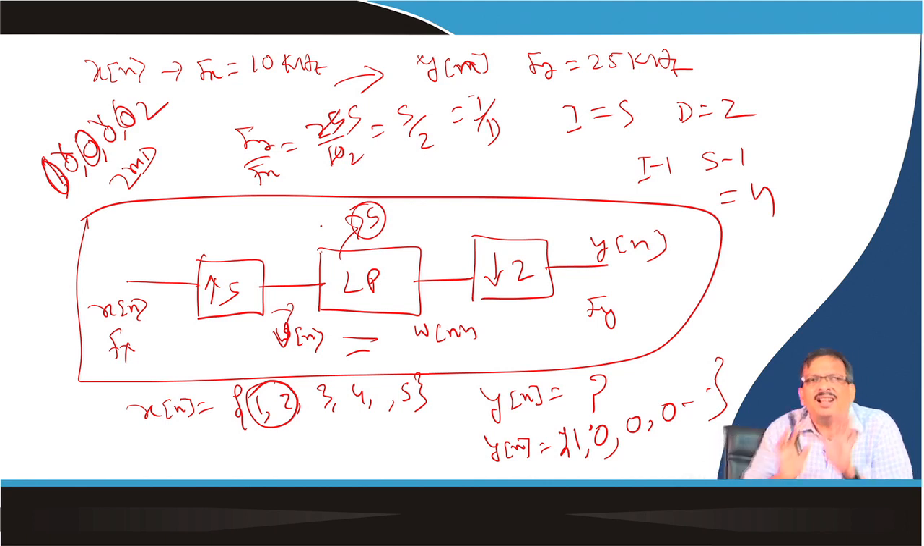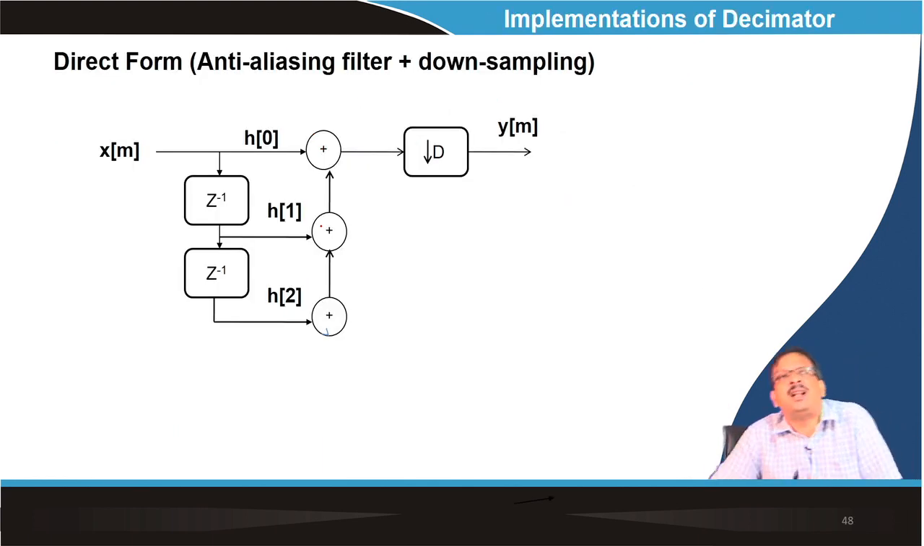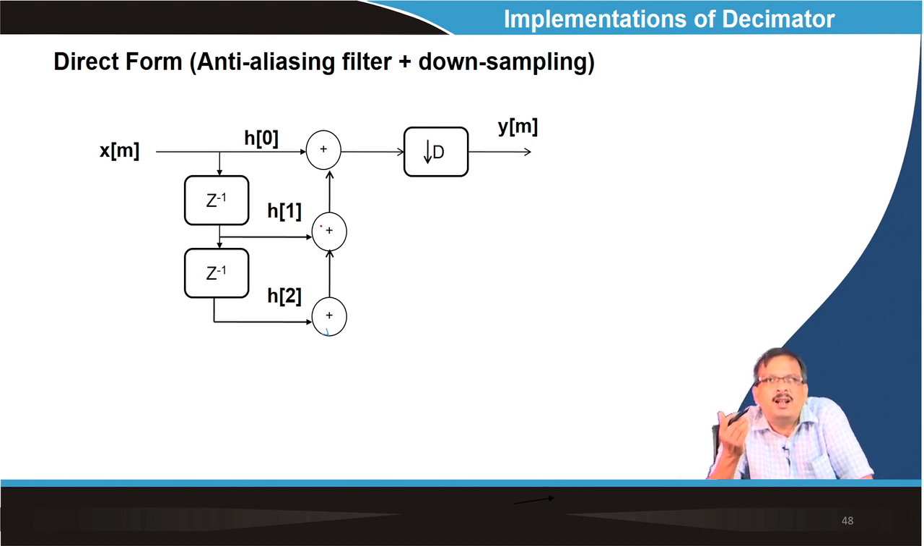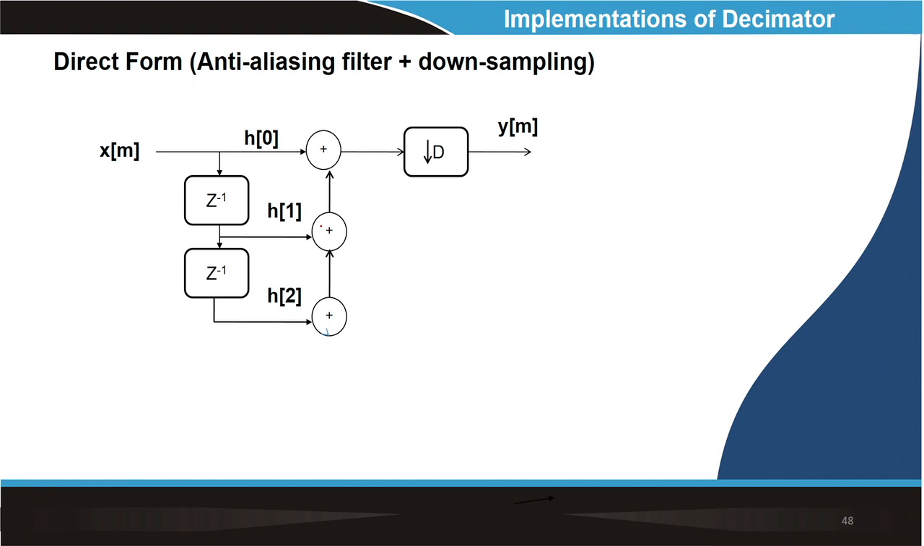Okay. So, that is upsampling, downsampling and fractional sampling rate conversion. The next topic will be the implementation of the upsampler and downsampler in a digital scenario. How do I implement it? How do I implement the low pass filter? Okay. So, in the next class I will talk about the implementation of those things. Okay. Thank you.